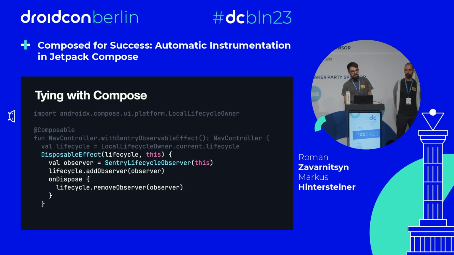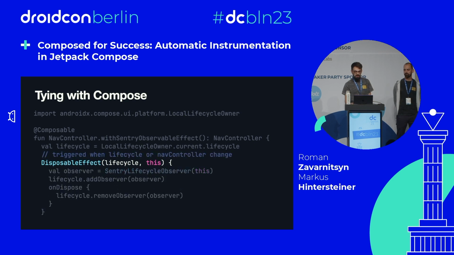For that, there is a special side effect from Compose, which is called DisposableEffect. And it provides us with the onDispose callback, which we can use to remove the observer and free up the resources. And this is triggered when the lifecycle or navigation controller change, or when the composable leaves the composition.